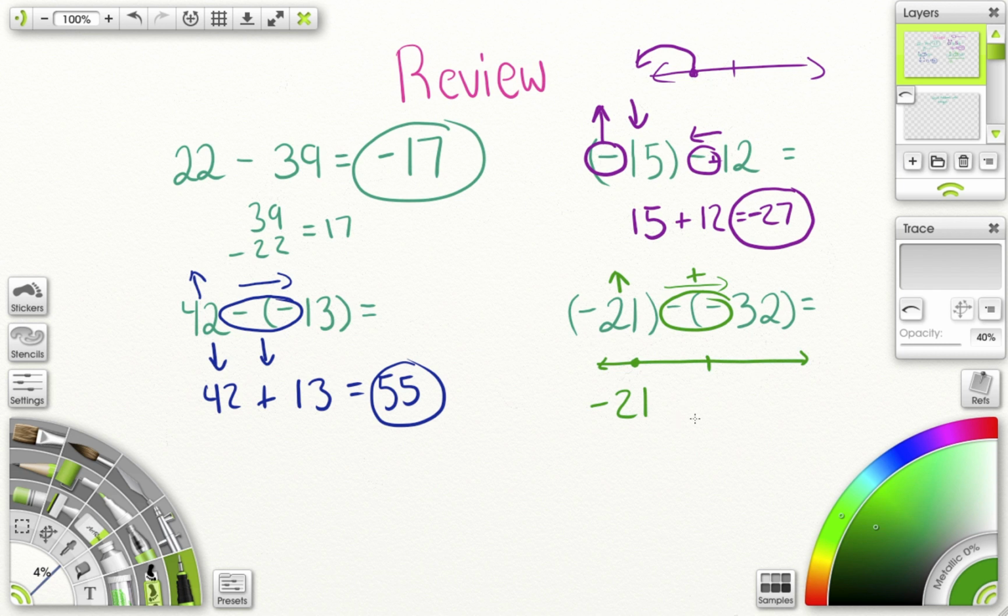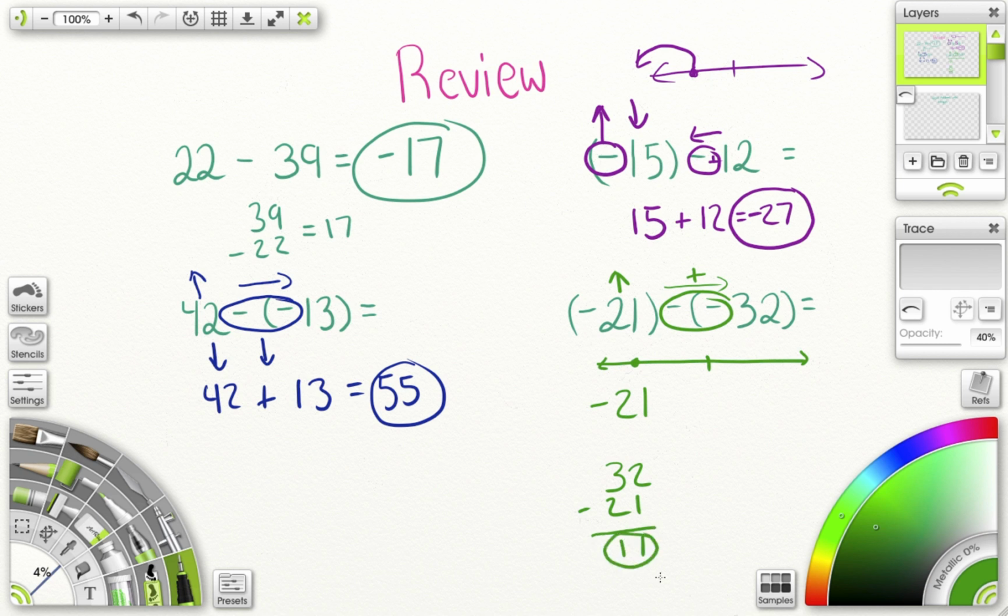How can I figure that one out? I take my 32. I know I need 21 points to get to 0. So the easiest way to do this is to take 32 minus 21, because I'm going to take 21 points away from that 32 so I can get to 0 on my number line. So 32 minus 21 gives me 11.